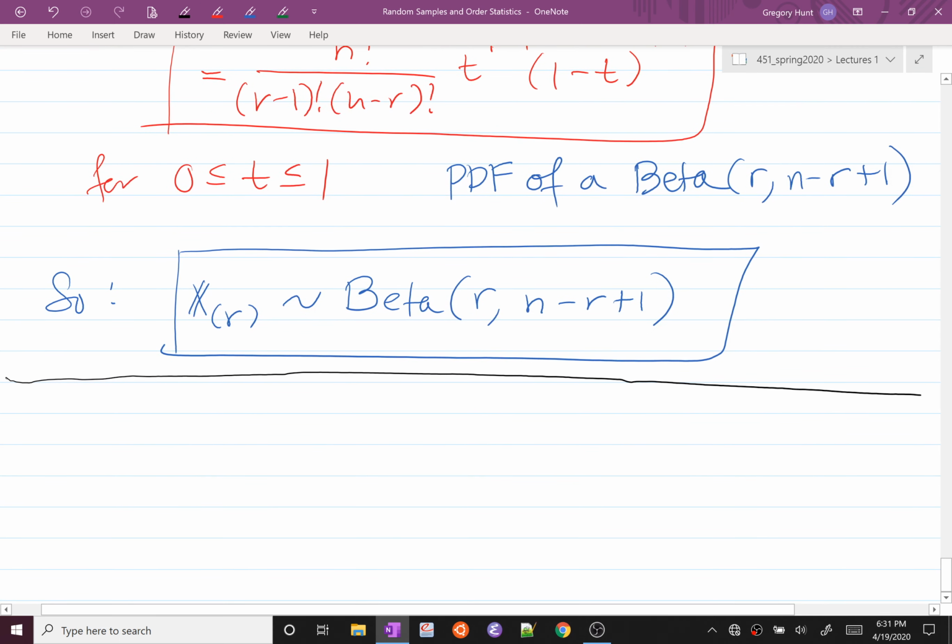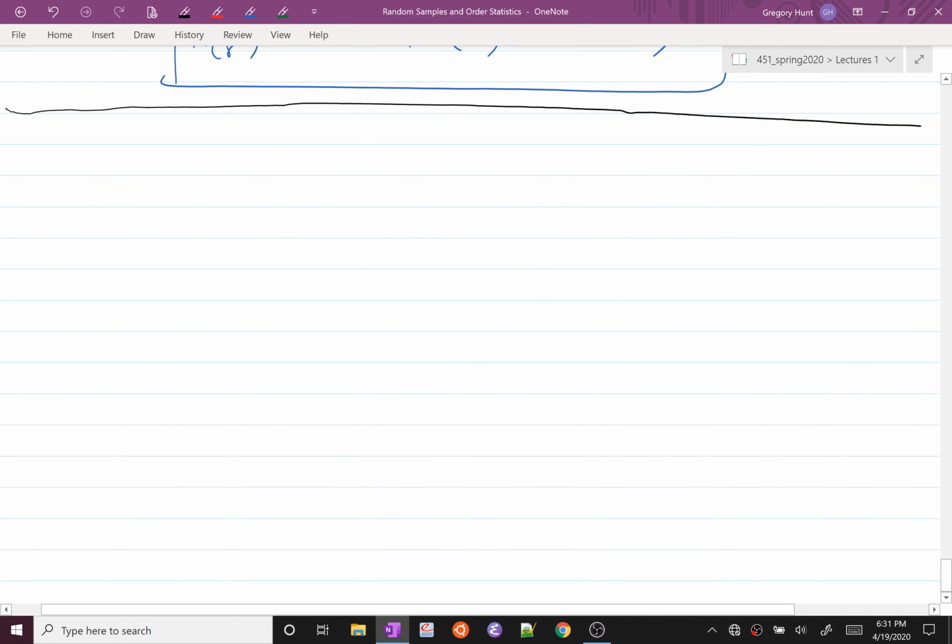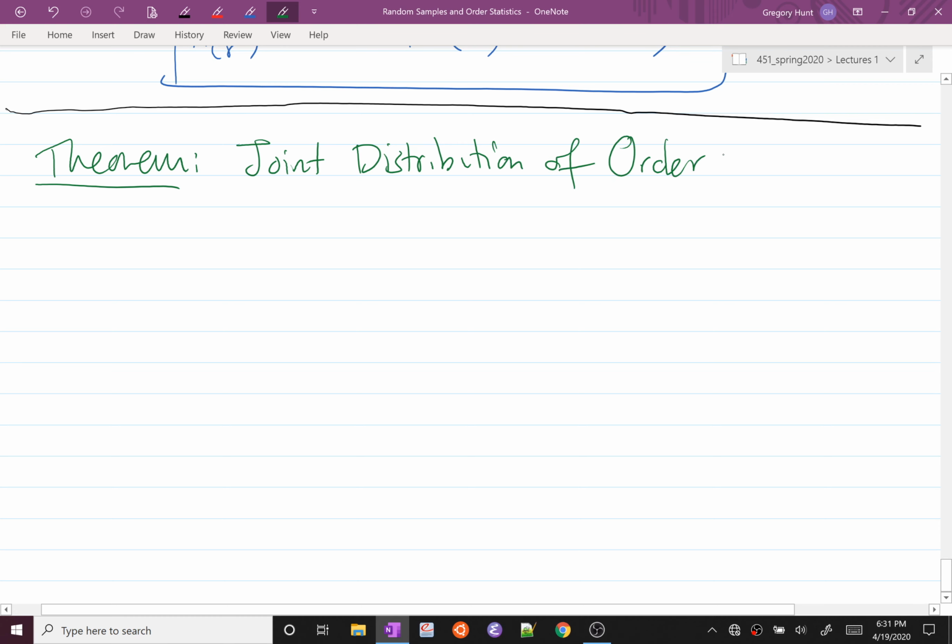Okay, so we have the distribution of the rth order statistic alone. And just to make things more difficult, we can also talk about what if we want to look at two order statistics at the same time. So this is going to basically be the joint distribution of two order statistics. Okay, so let's write down the theorem. This is the joint distribution of order statistics.